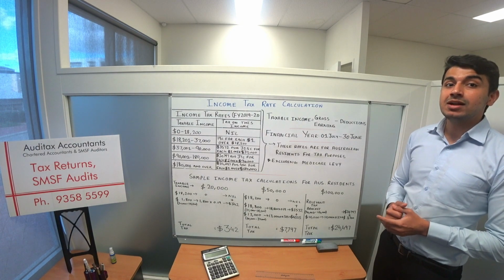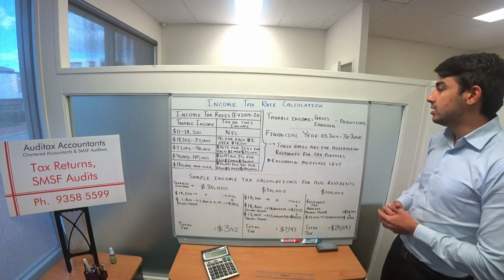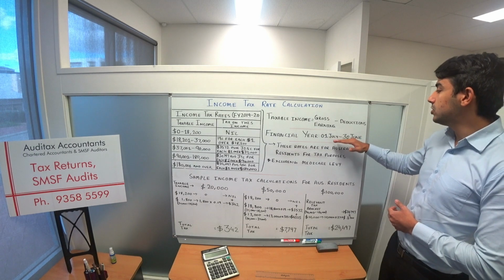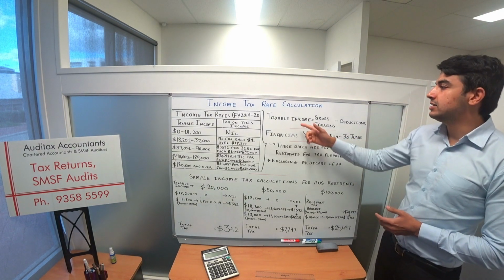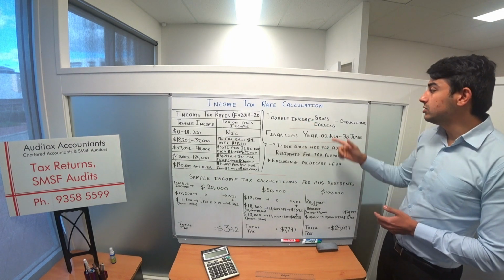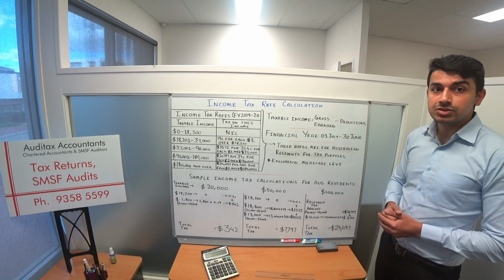Now, Australia uses a sliding scale of tax. This means the amount of tax you pay will depend on how much you earn in a given financial year. So your financial year goes from the 1st of July to the 30th of June. The total amount of tax you pay will depend on your taxable income. Now that is your gross earning, which is your salary, minus the deductions on your tax return.